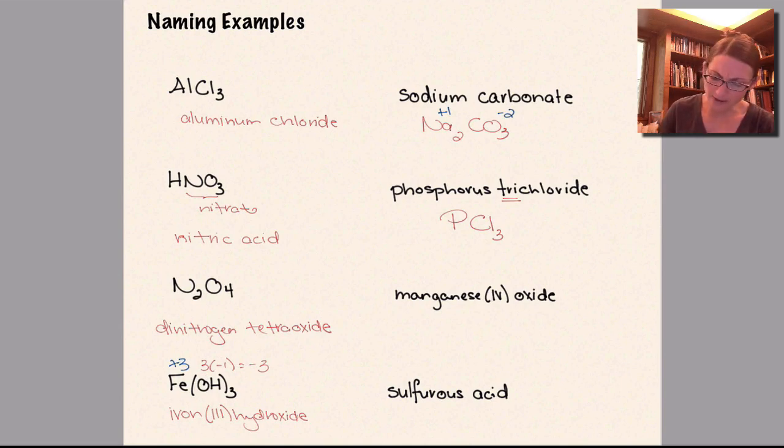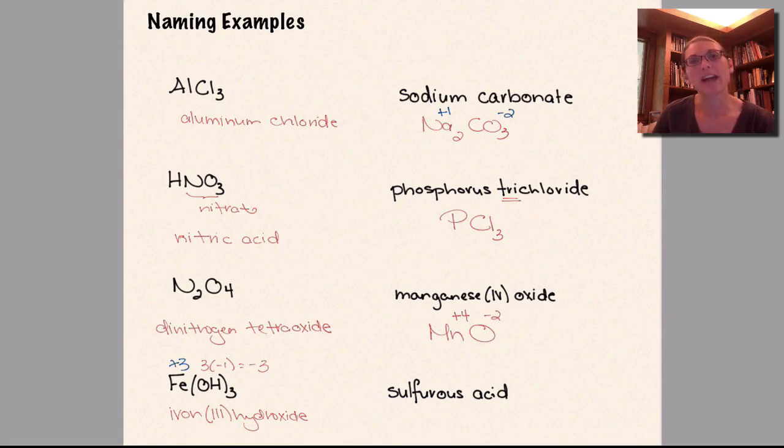Manganese(IV) oxide, okay, so manganese is Mn. That Roman numeral 4 means its charge is +4. Oxide tells me I've got oxygen, and I know its charge is -2. In order to have an overall neutral compound, therefore, I'll need 2 oxygens.